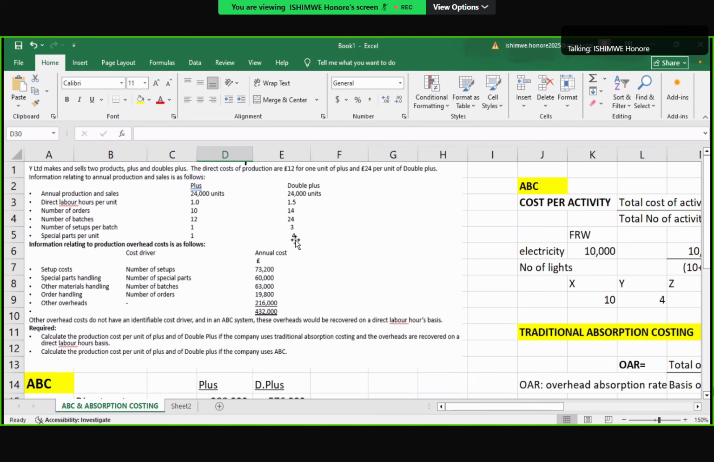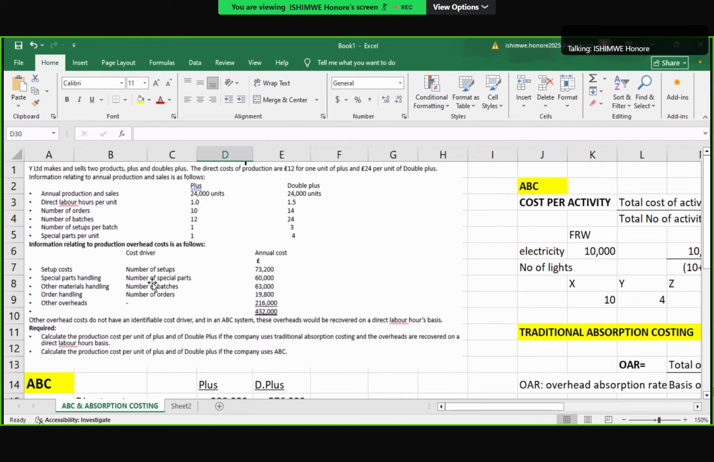We should not use this 1 and 3. No. This is number of setups per batch. And the examiner says to choose number of setups. You know what it means? Here there can be a trap for a student, where they end up using number of setups per batch.